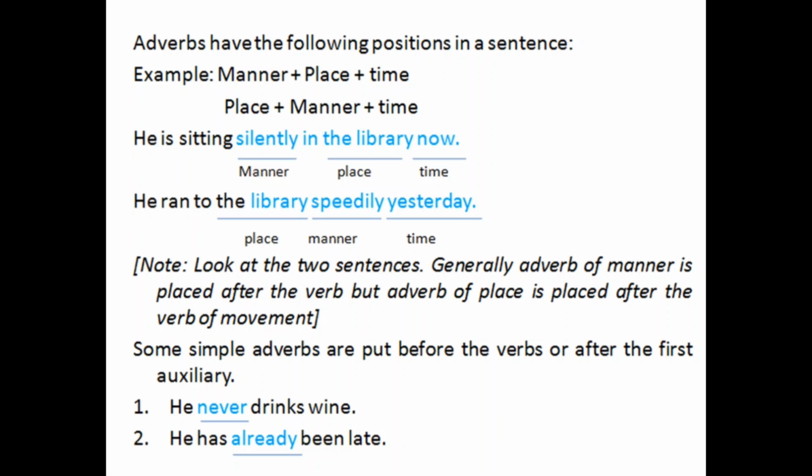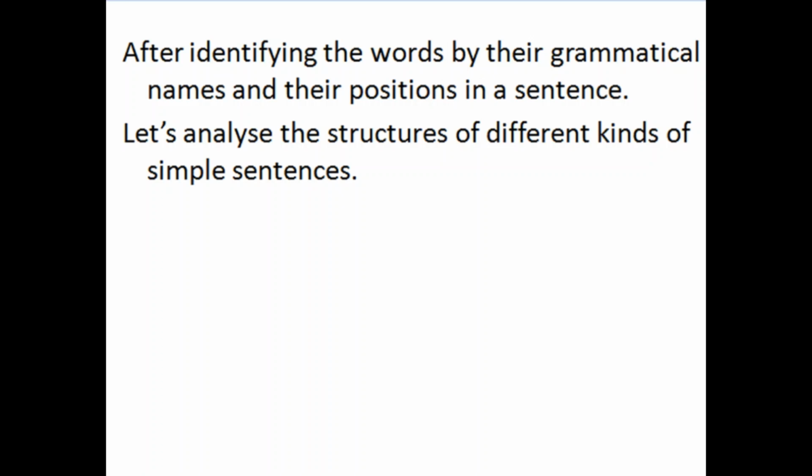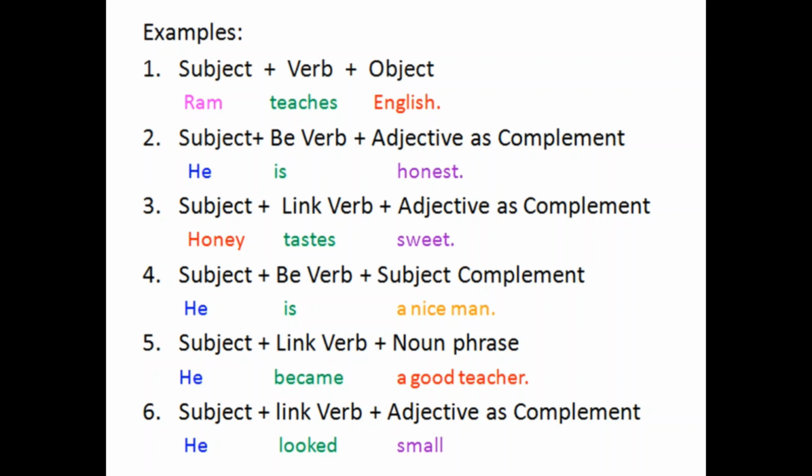After identifying the words by their grammatical names and their positions in a sentence, let's analyze the structures of different kinds of simple sentences. Let's learn some structures to write simple sentences correctly. Notice the colors which help to identify the grammatical names of the words. Look at the first structure. Subject plus verb plus object. Here Ram is the subject, teaches is the verb and English is the object.